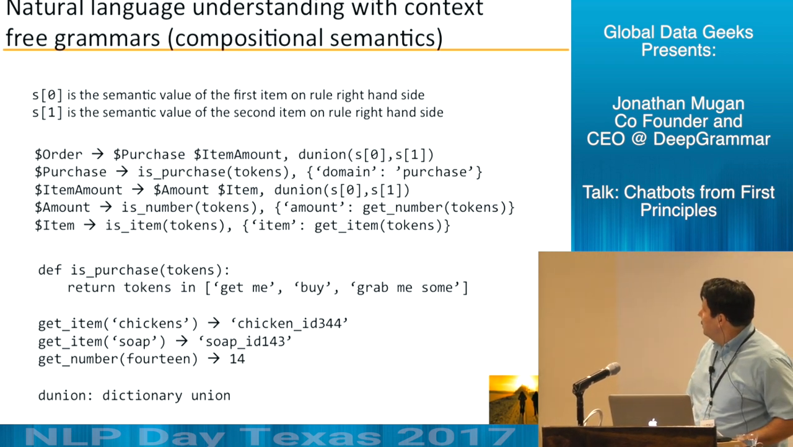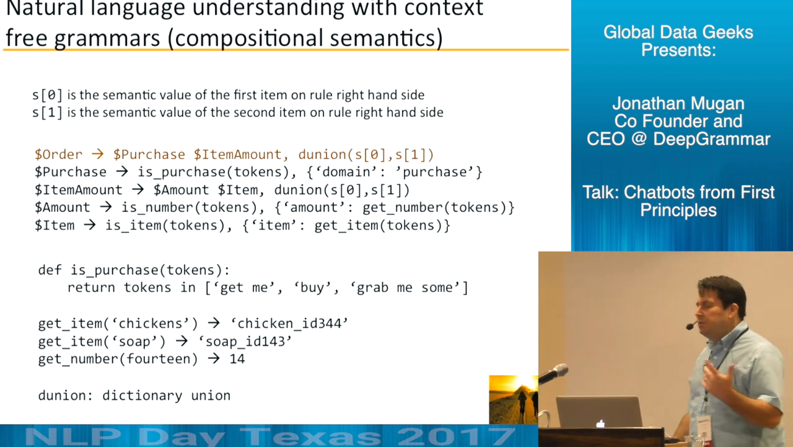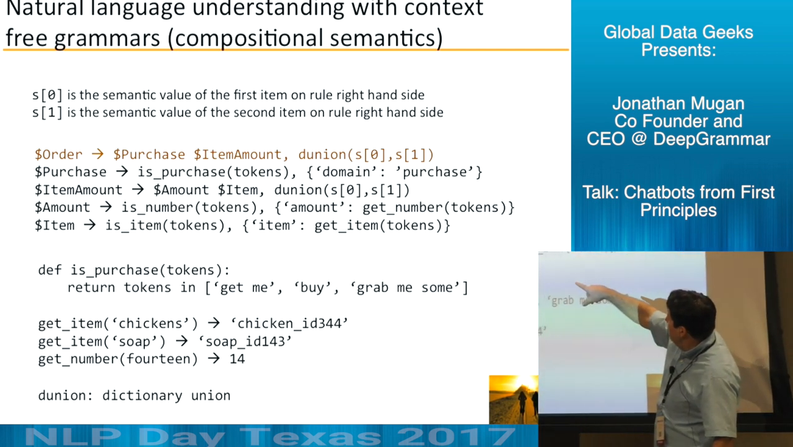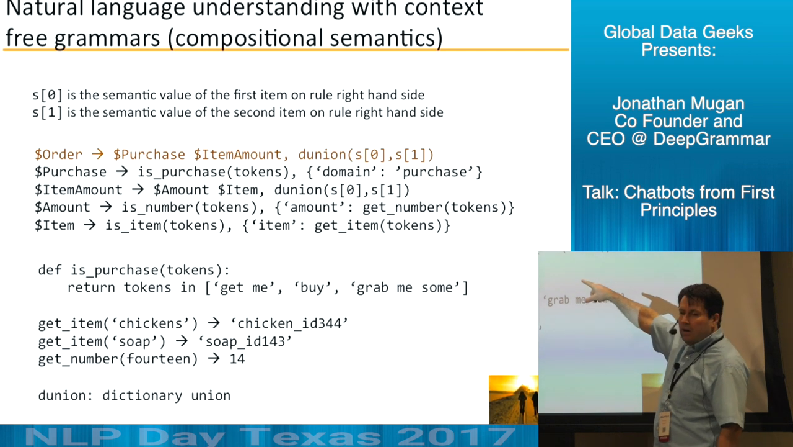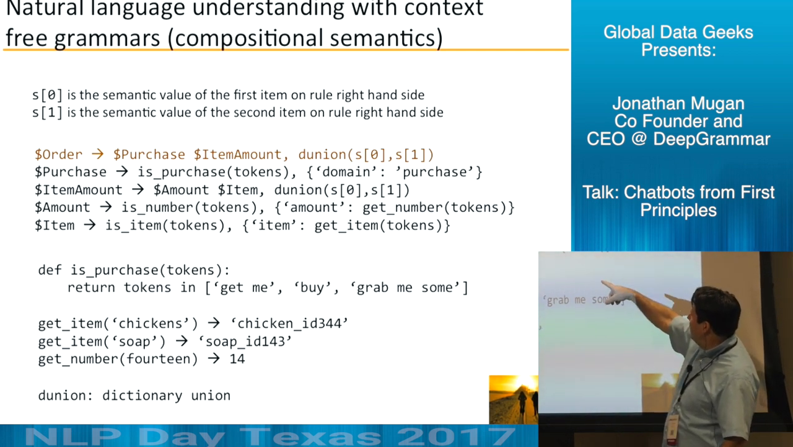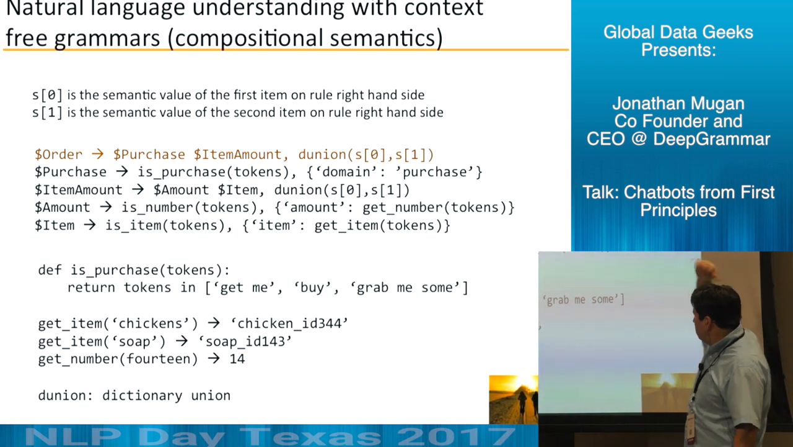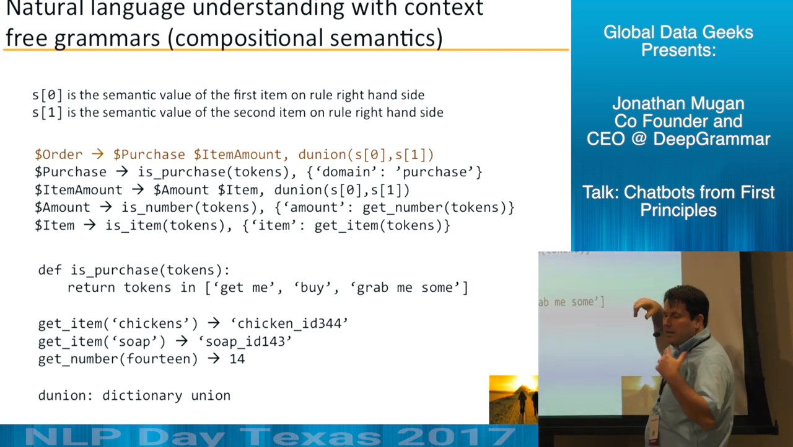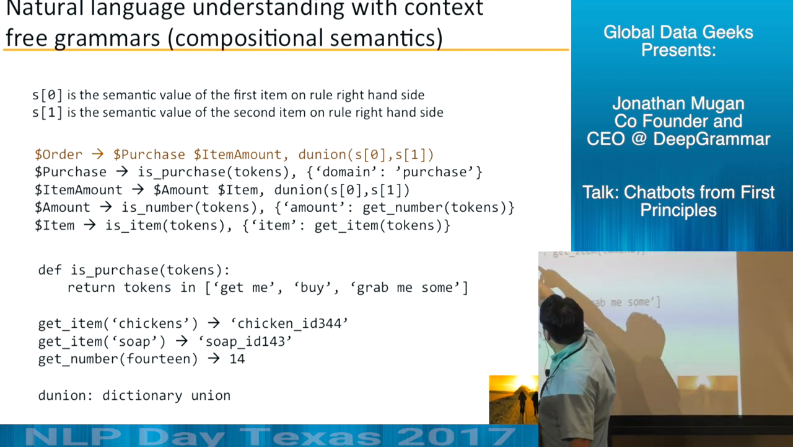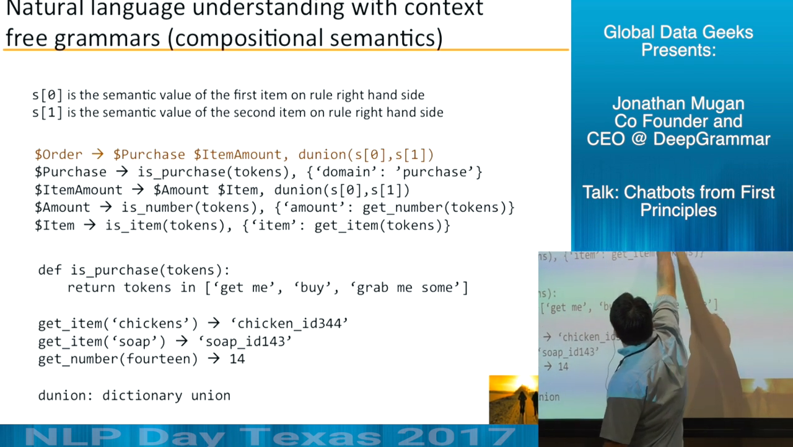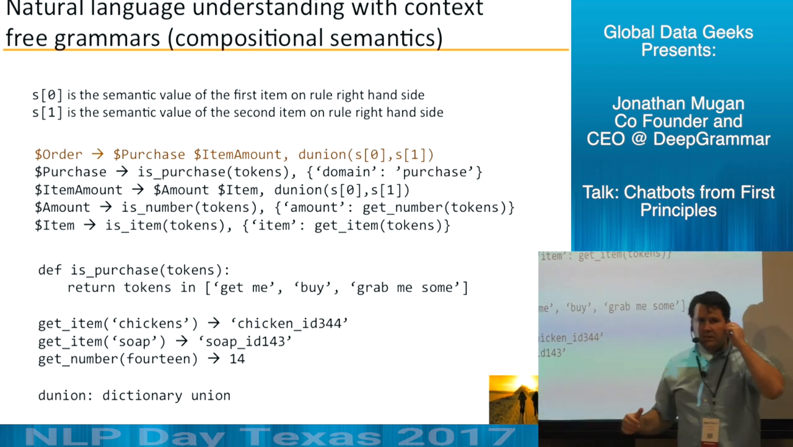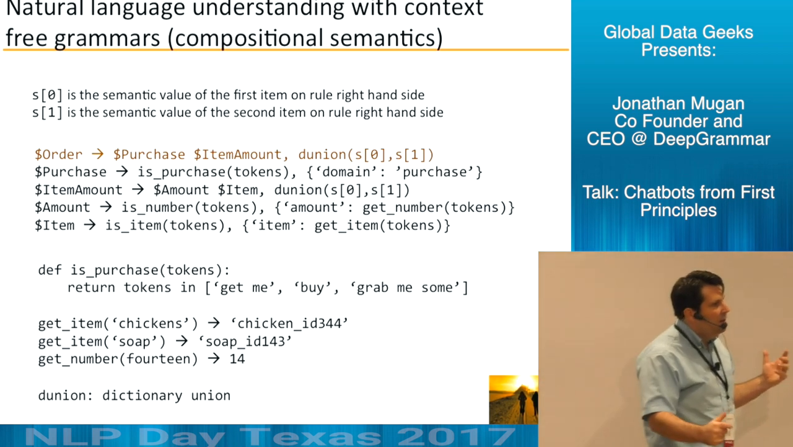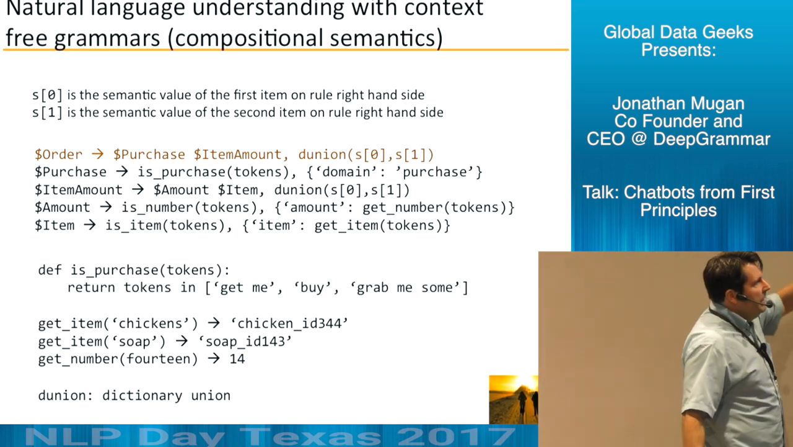So let's start here. What we're going to do is define a context-free grammar. A context-free grammar has some left-hand side. So we have order. In order, now we know the person's making orders. We define this grammar. An order is a purchase, a statement of purchase, and how much. Then we have this thing called D-union, which I've just defined as dictionary union. So you take the composition of the two parts of the rule, purchase and item amount, and you just union them. The S is the semantics coming up from the bottom. So what we have here is a context-free grammar with semantic attachments. Every time a rule in this context-free grammar is triggered, we say the semantic, what that thing actually means, we have to put it right on the side here.